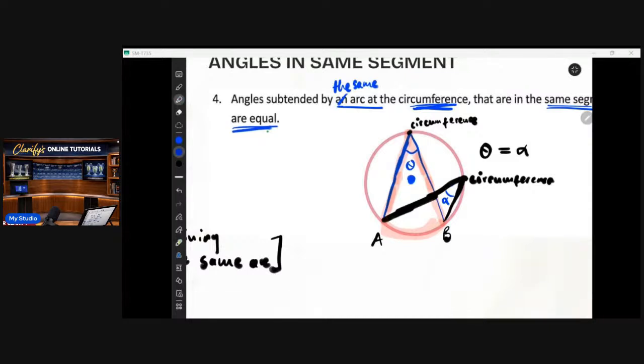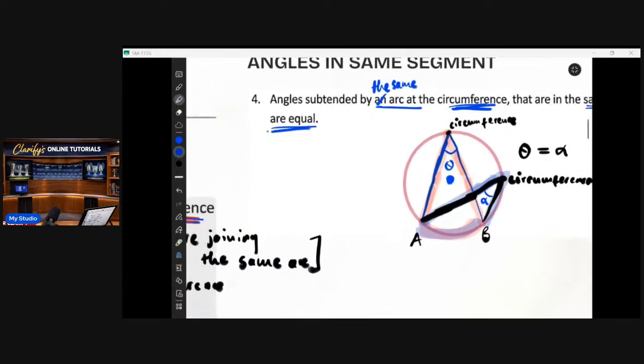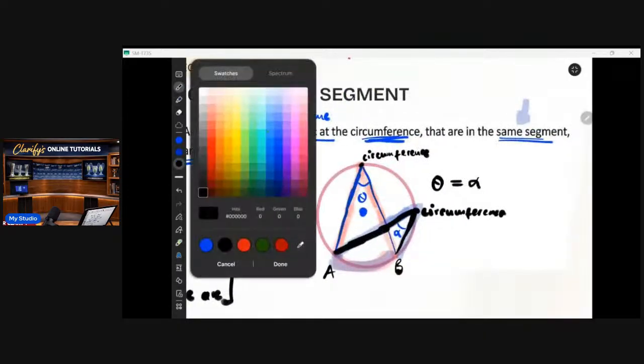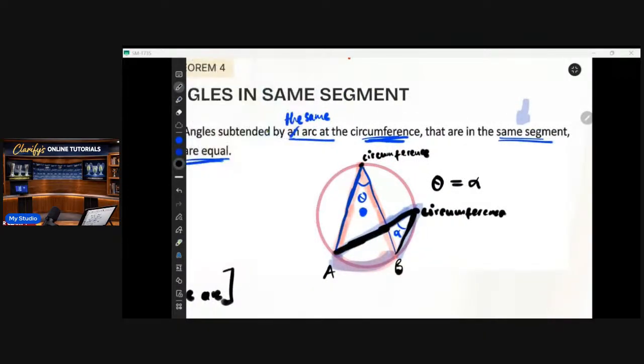That's great. What about angle alpha? You follow one leg, it goes to A. You follow the other one, it goes to B. So angle alpha is also being subtended by arc AB. And both of them are at the circumference. Now the last condition is that they must also be in the same segment. We know that the word segment comes from a chord.